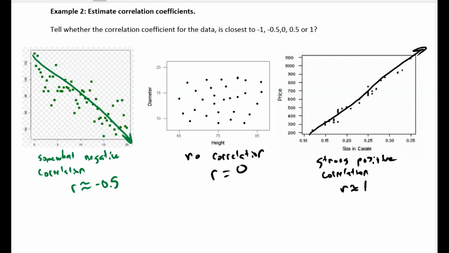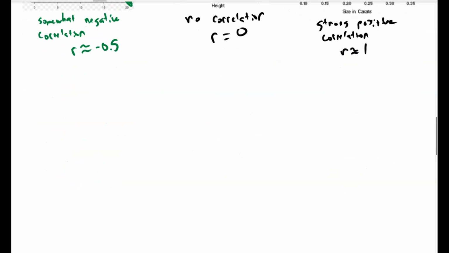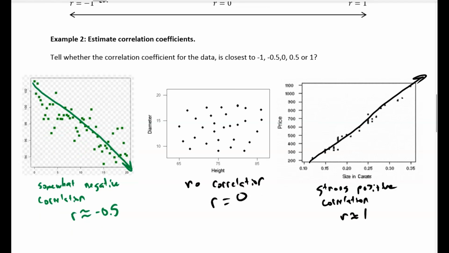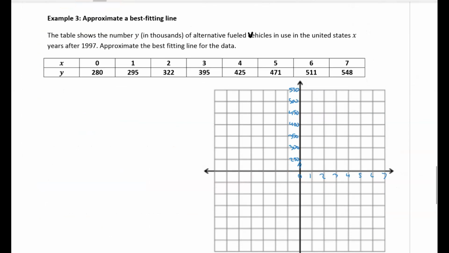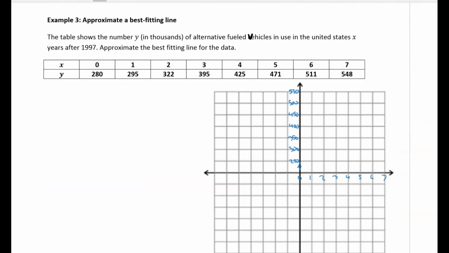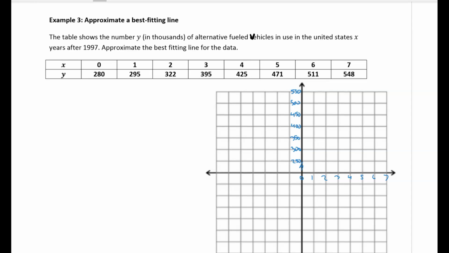Okay, so just visually you can estimate the correlation coefficients. We're going to talk a little bit about how to use your calculator to actually find the correlation coefficient. But for right now, that's just graphically, you can estimate. All right, now we want to approximate a best fitting line. This is where the stuff we've done before, finding the equation of a line, comes in handy.